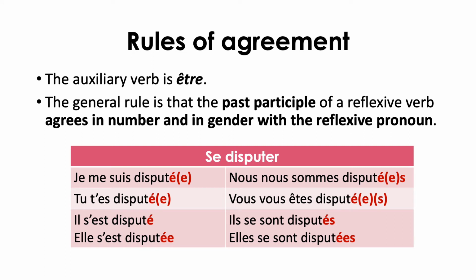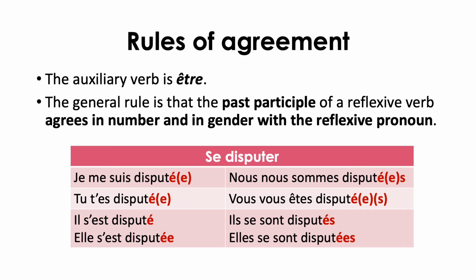Now we're going to talk briefly about rules of agreement. Now we have the auxiliary verb être. And as a general rule, we need the past participle of a reflexive verb to agree in number and in gender with the reflexive pronoun. The reflexive pronoun is, of course, matching the subject.